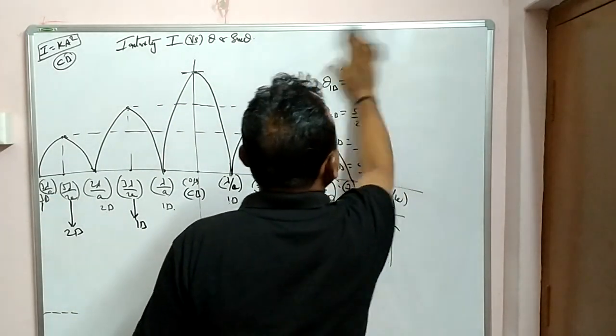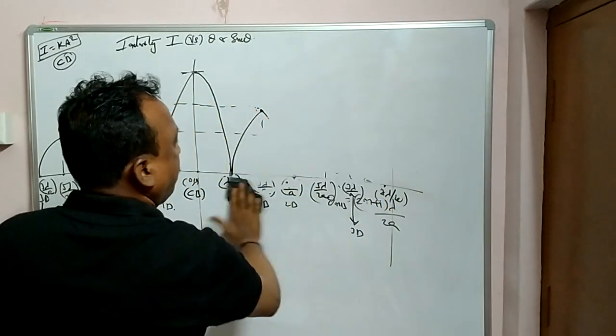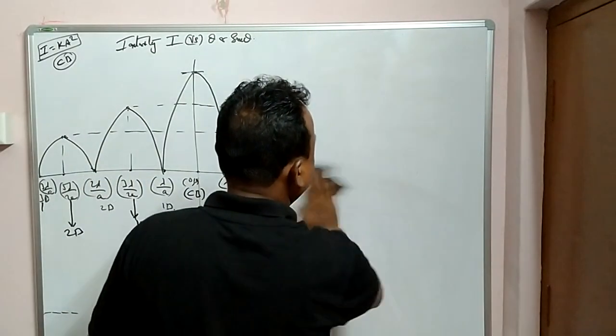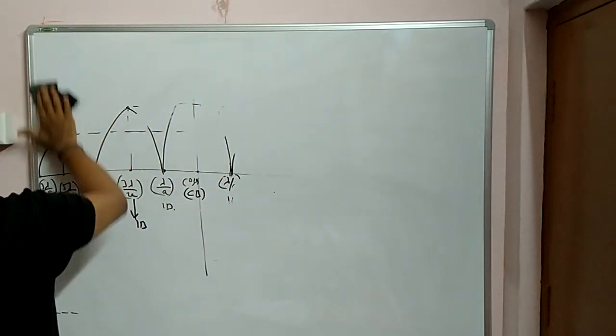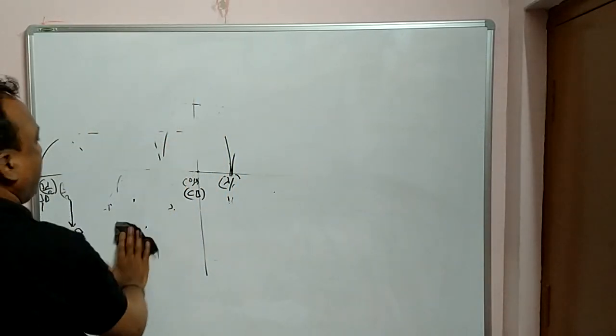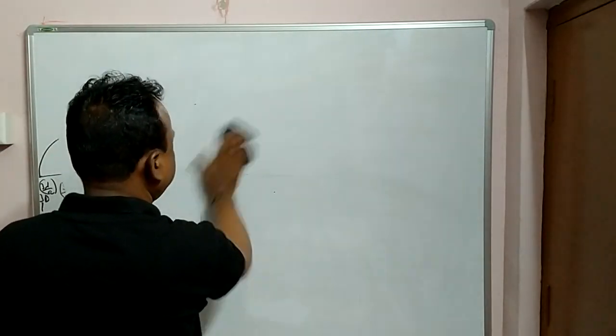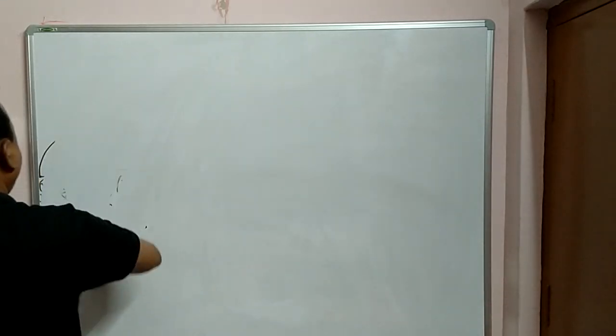Okay, last one, polarization of light. Let us see what is meant by polarization. Very easy one, this one, light polarization.